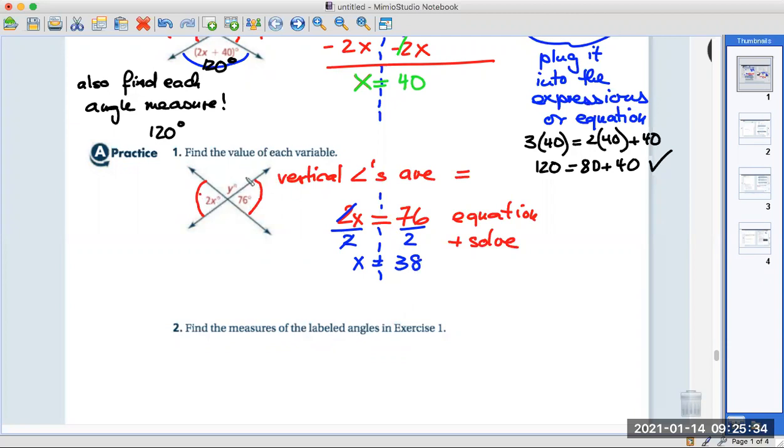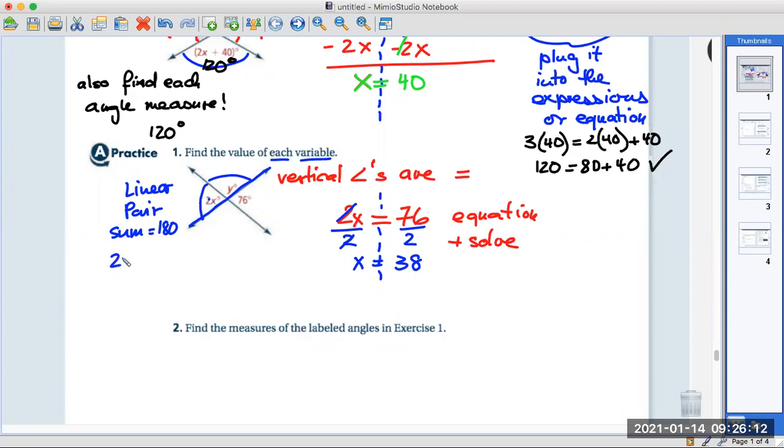Now we've got to find y because it says each variable. So I'm going to change my view here and look at this linear pair. Look at this line, that's a straight line. So these two angles here, they're not equal. They form a linear pair. And what did we say about a linear pair? The sum is 180. Different than equal. Vertical angles are equal, but linear pairs add up to 180.